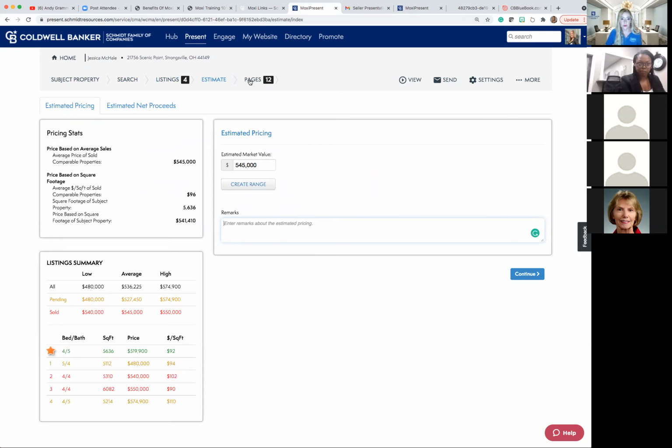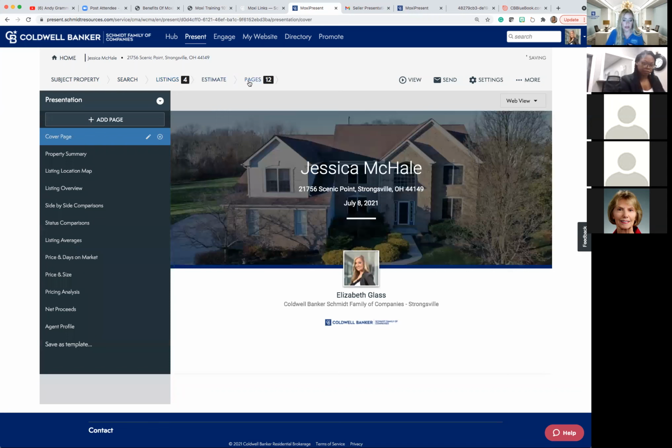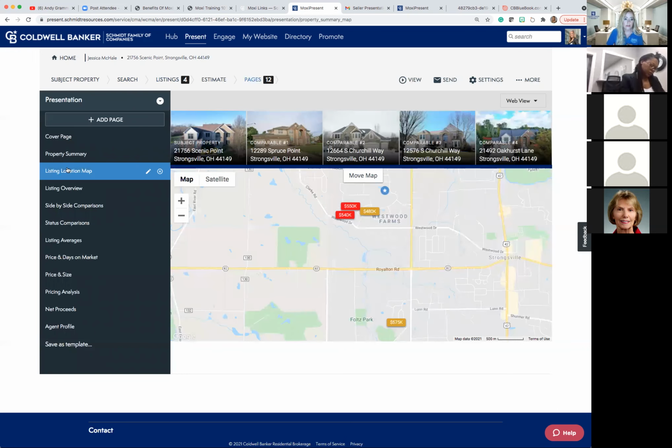Next is your actual presentation itself. It has created the presentation for you. Every single page is already loaded here on the left. If you wanted to manipulate the order, you could very simply highlight one of them and click it and drag it to change the order to flow with the way you would like.